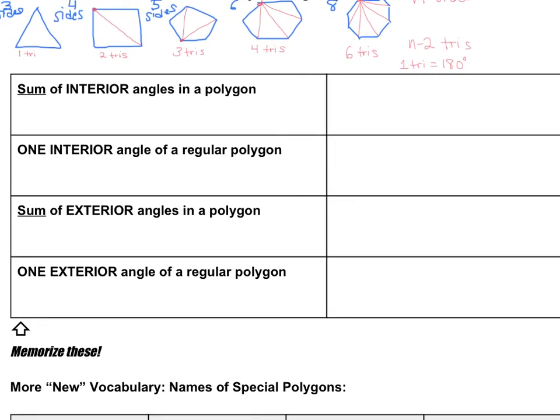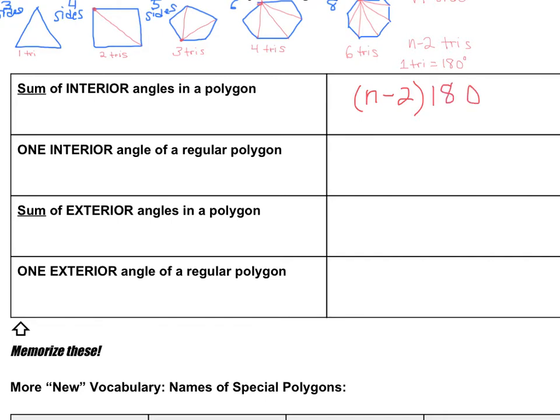First off, let's talk about the sum of those interior angles. What we've just seen is that we can take the formula n minus 2, standing for the number of triangles that we can divide the polygon into, and just multiply that by our magic number, 180. That's it.